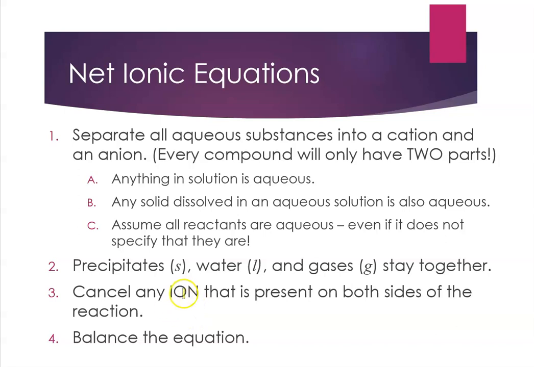Once we separate everything that needs to be separated, we cancel out any ion that is present on both sides of a reaction. An ion has charges. So Na by itself is an element, Na+ or Na+1 is an ion. Any ion that's present on both sides gets canceled out, and then I just bring down everything that's left, and then I balance the final equation.